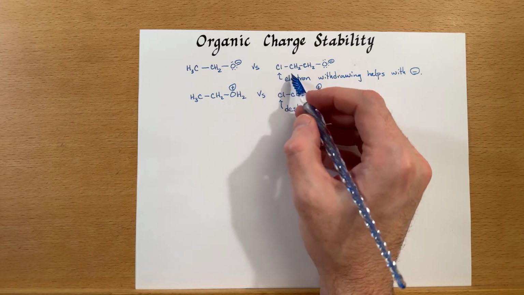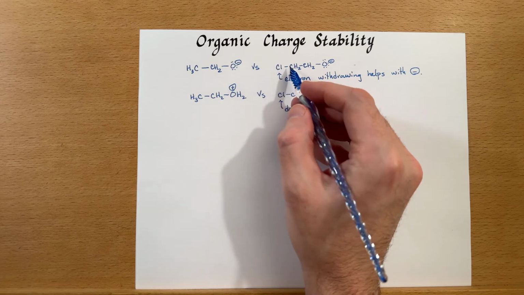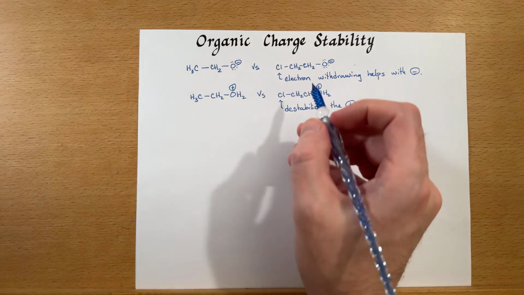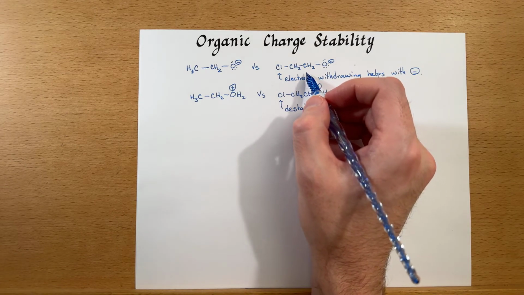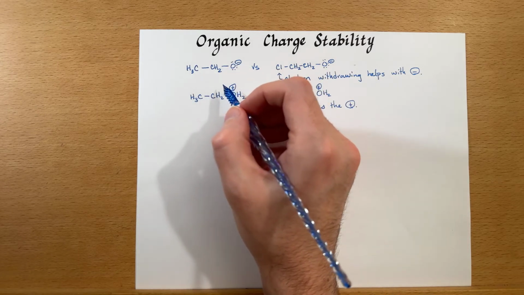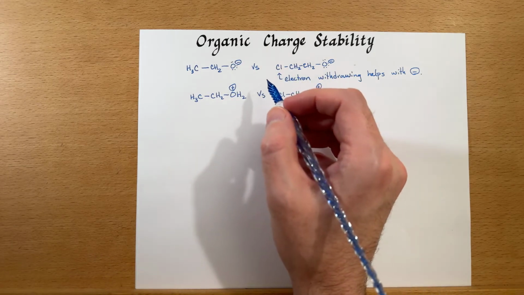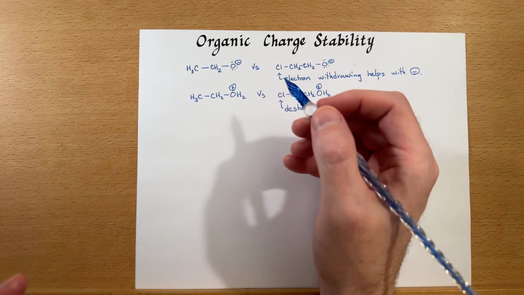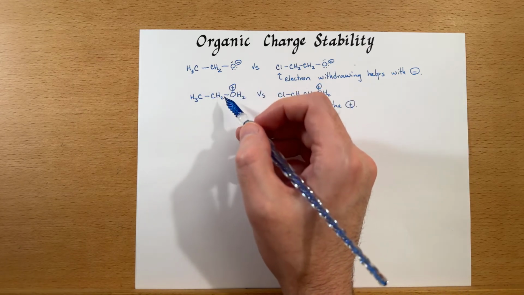Conversely, it would be a little bit easier to deprotonate the neutral species with the electronegative atom added. So this should have a lower pKa than ethanol. So let's see here. That would be 2-chloroethanol would have a lower pKa than just ethanol.